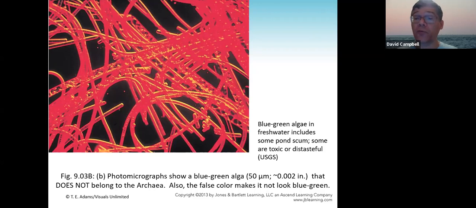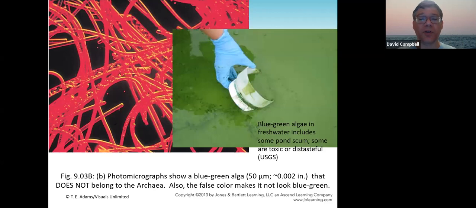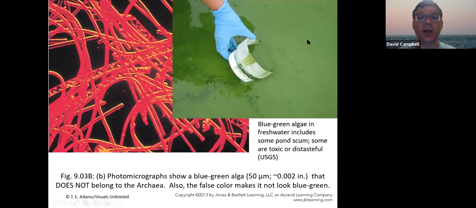Blue-green algae in freshwater include some of the pond scum types of things. Some of these can make water not taste so great, so you don't want them in the reservoir. Some of them actually produce toxins that can be hazardous to people or animals. So for example, here we've got some pond scum, doesn't look too nice. It's probably got some blue-green algae component.